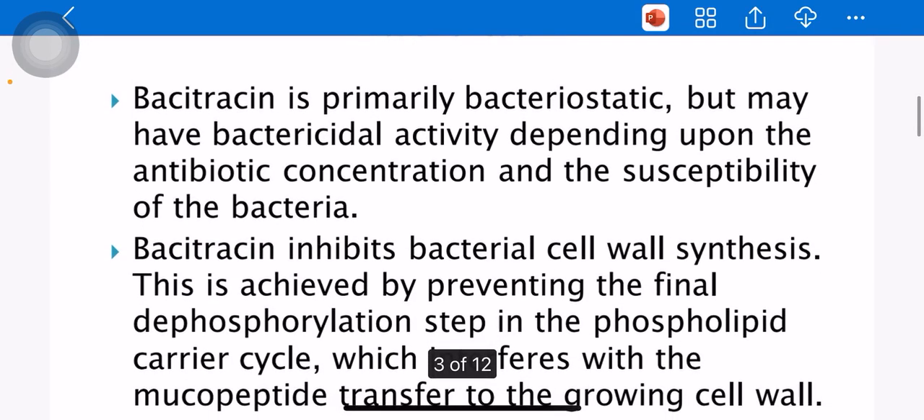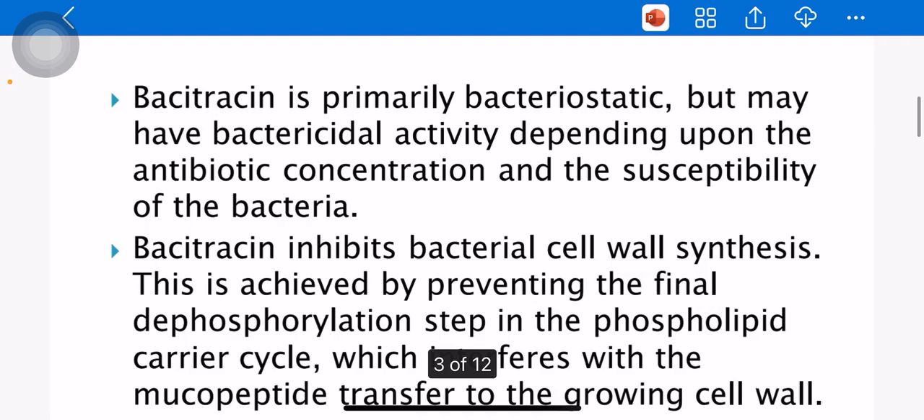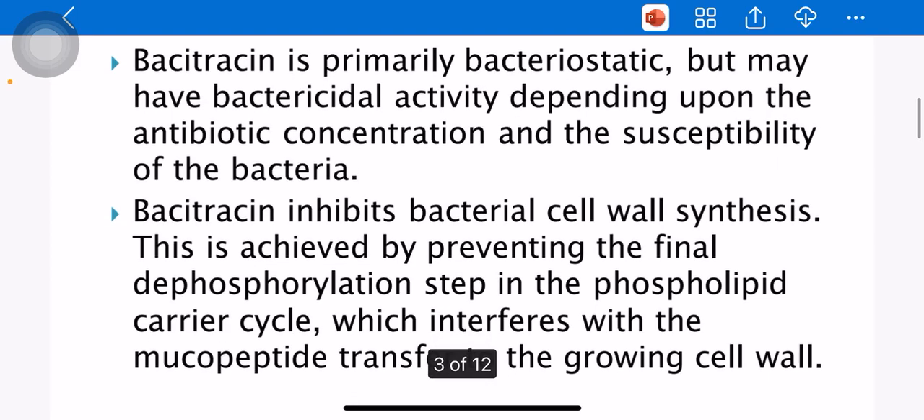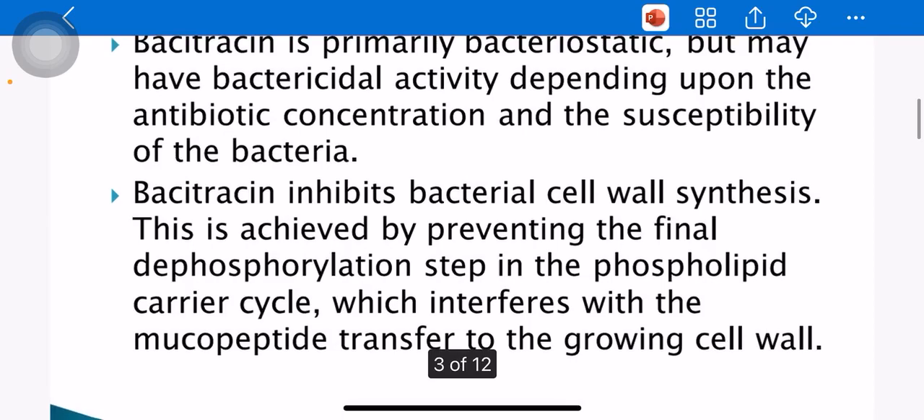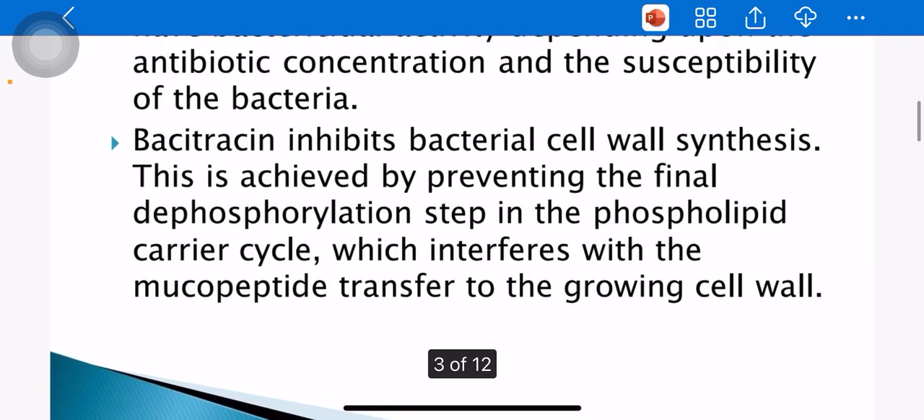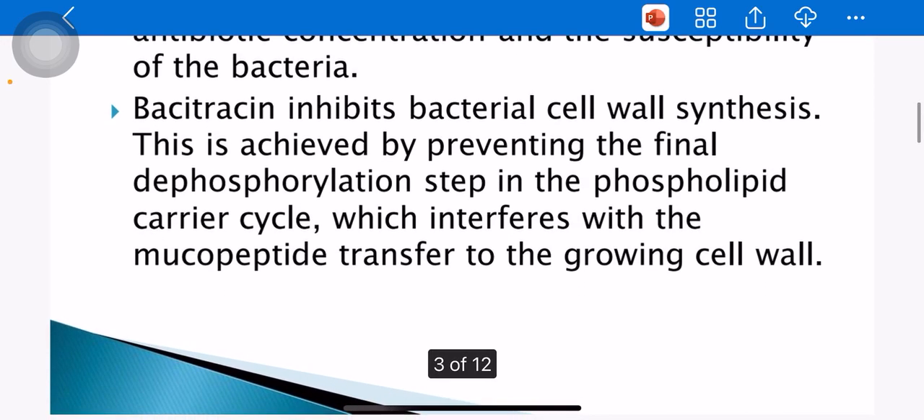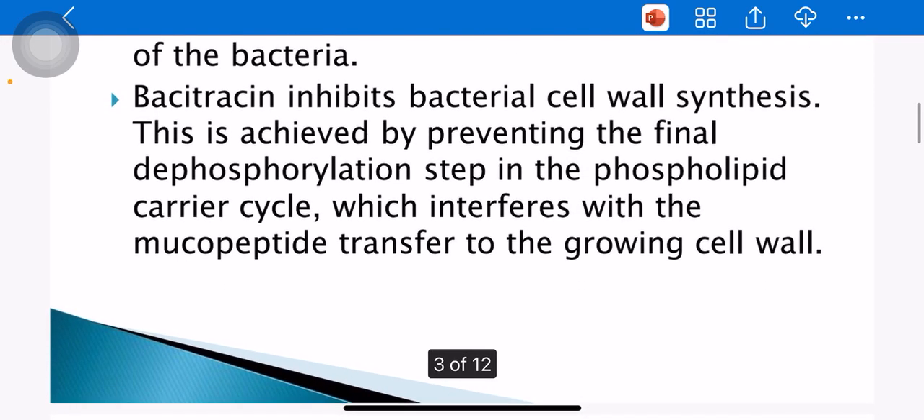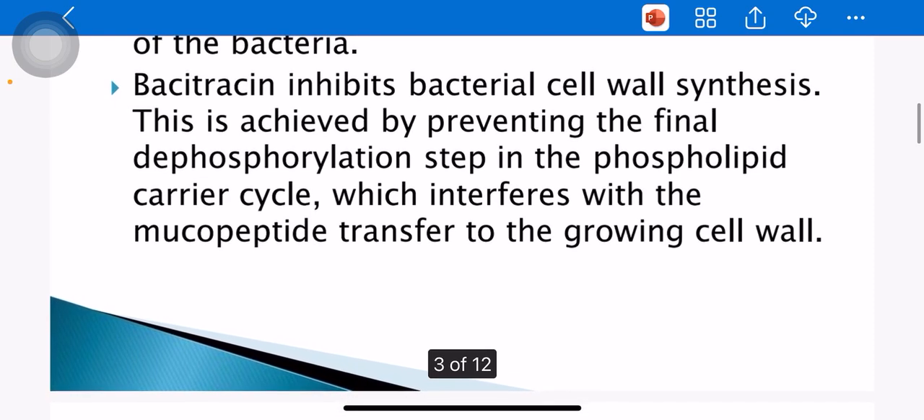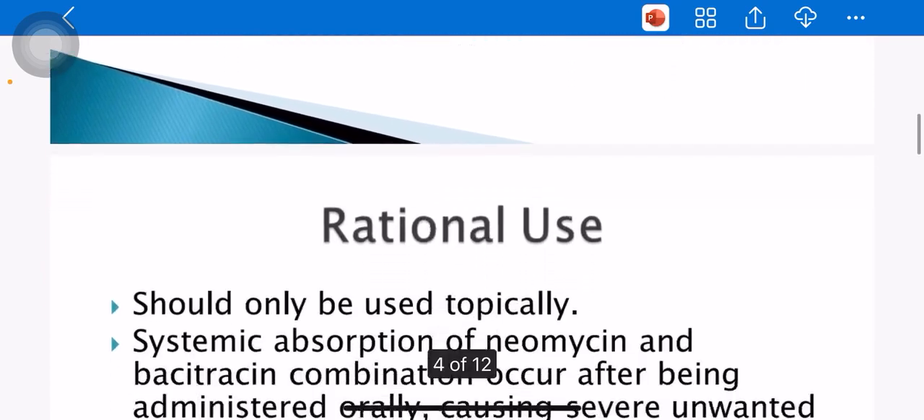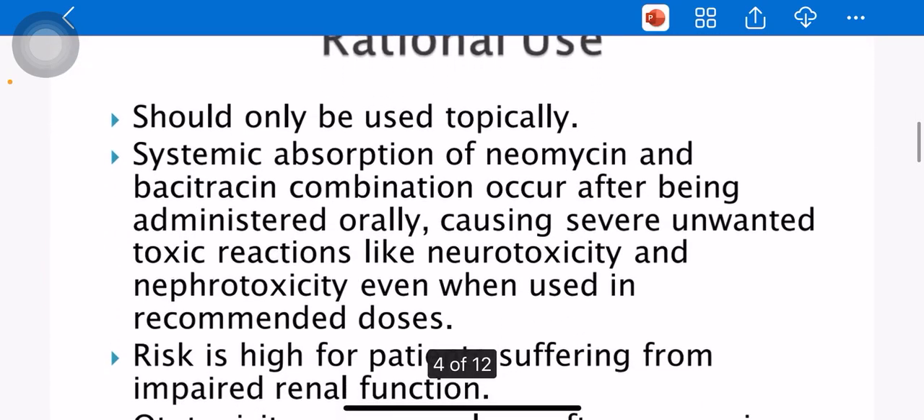Bacitracin is primarily bacteriostatic, but may have bactericidal activity depending upon the antibiotic concentration and the susceptibility of the bacteria. Bacitracin inhibits bacterial cell wall synthesis. This is achieved by preventing the final dephosphorylation step in the phospholipid carrier cycle, which interferes with the mucopeptide transfer to the growing cell wall.